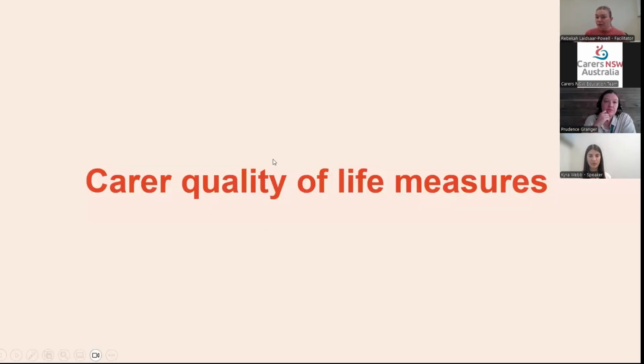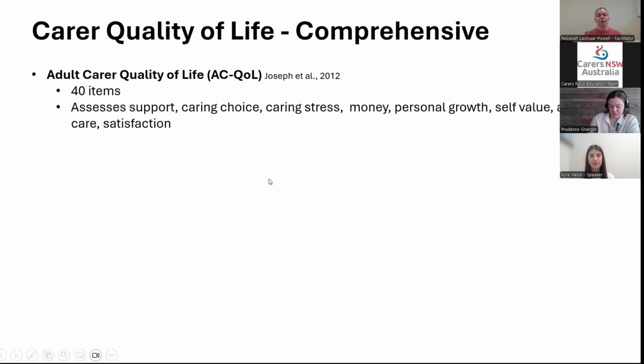So now to carer quality of life measures, and again I've split these up for some of the different elements of quality of life that we might be looking at. So first of all, I've given you a couple of comprehensive measures, and I really like this measure, which is the adult carer quality of life. It's 40 items, so it's a long one, but it has a lot of different domains that it looks at, and it assesses the levels of support a carer is getting, caring choice and stress, money matters, personal growth, self-value, and satisfaction, as well as their feelings of ability to care.